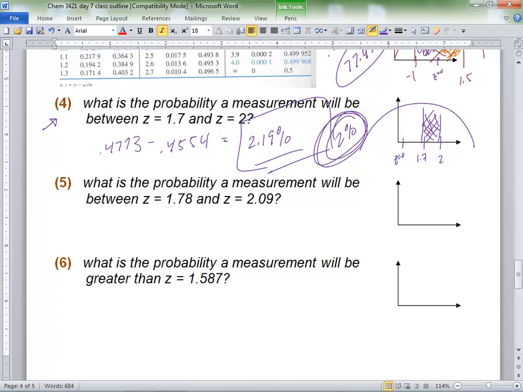Okay, what is the probability the measurement will be between 1.78 and 2.09? Okay, let's sketch this one in. 2.09, 1.78. I think what she was asking was, do you round the z values to match a z value on that table? Because like you said, you're not going to find it exactly. You do all rounding at the very end. All rounding is done at the very end. So you calculate your final answer, then do rounding, right?